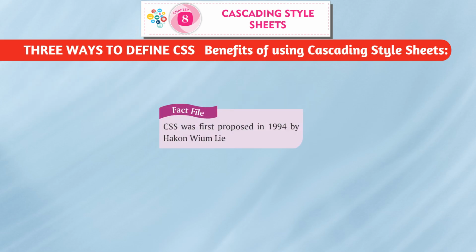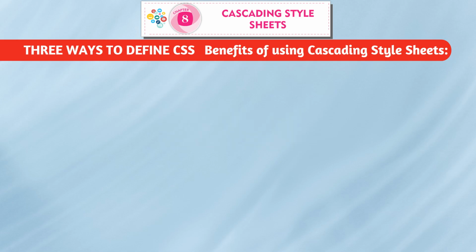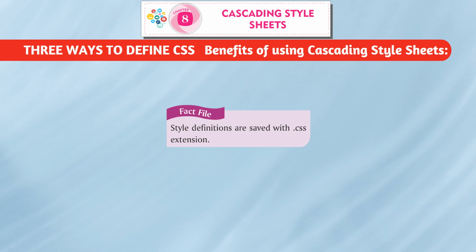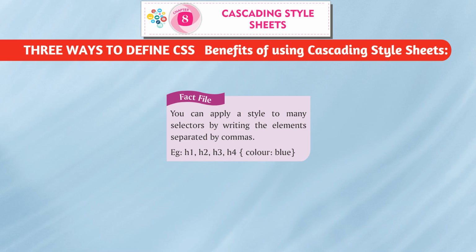Fact file. CSS was first proposed in 1994 by Håkon Wium Lie. Fact file. Style definitions are saved with a .css extension. Fact file. You can apply a style to many selectors by writing the elements separated by commas. h1, h2, h3, h4 { color: blue; }.